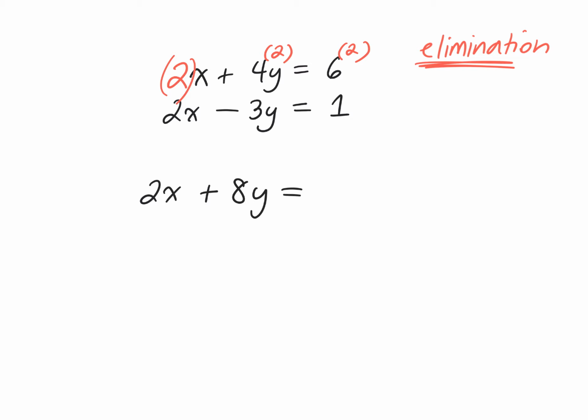Good, equals 12. Right. And now if you multiply one term by anything, you have to do the same thing for everything. You're just writing an equivalent equation right now. And then we have 2x minus 3y equals 1.